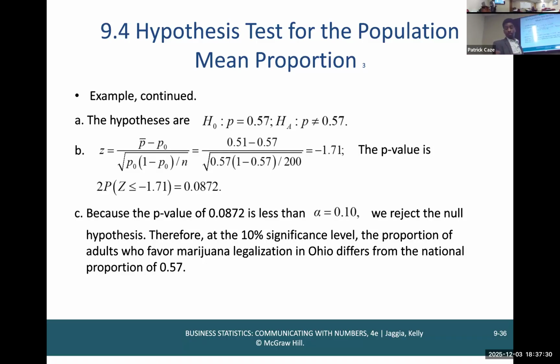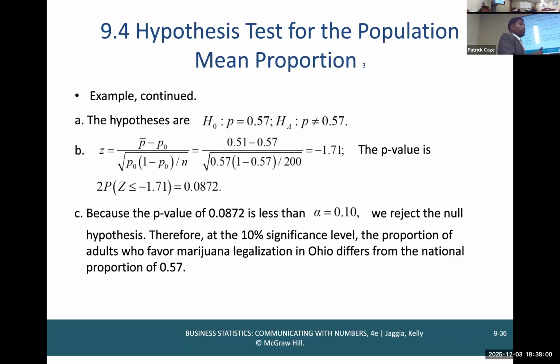So we go to our z-table and look for negative 1.71. We look to the left-hand column for the 1.7, and then for the 0.01, which gives us 0.0436. We get the 0.0436, and we have to multiply it by 2 because it's two-tailed.